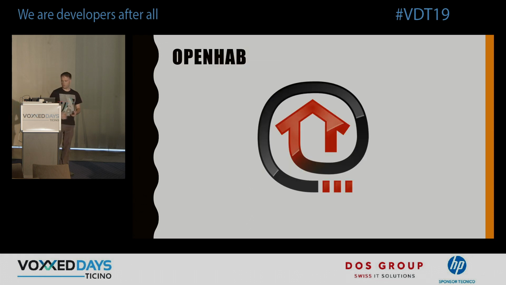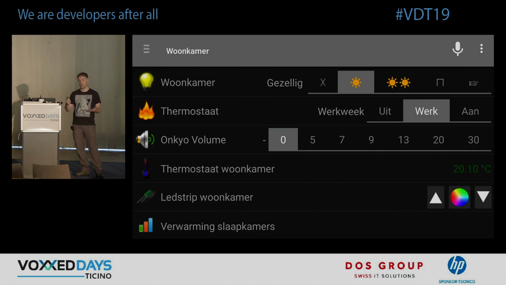So let's have a look at what openHAB is. openHAB is a Java-based solution to create home automation solutions. It's in Dutch, but probably you can notice the symbols quite clearly. It's like lights, temperature, sound. So everything is controlled with this interface.